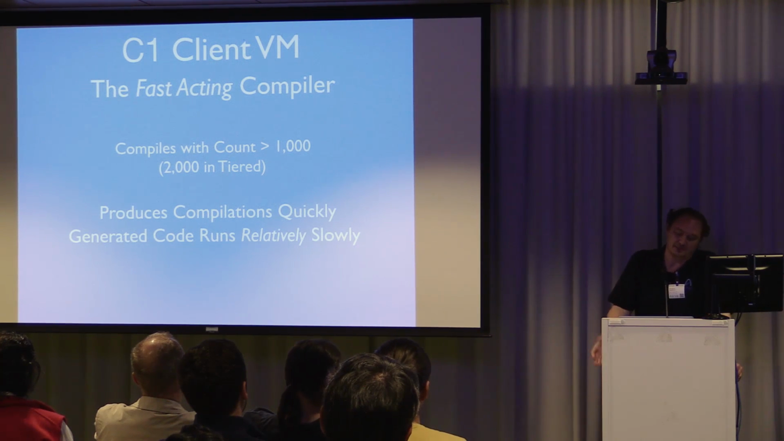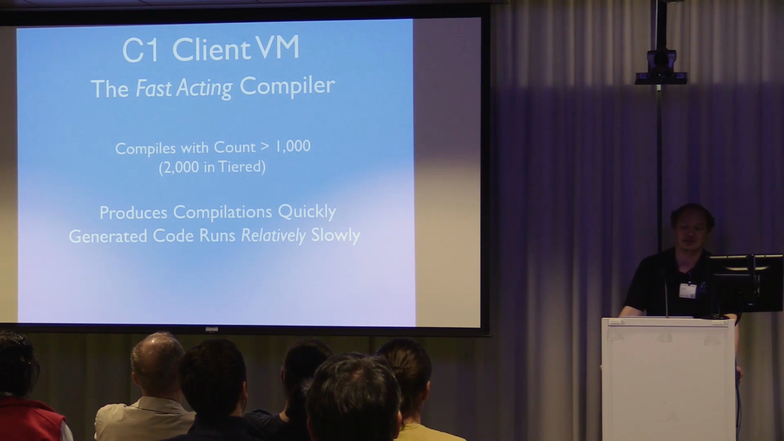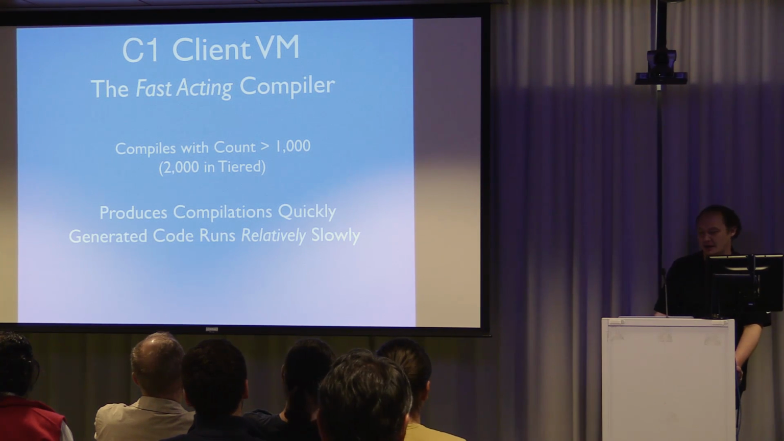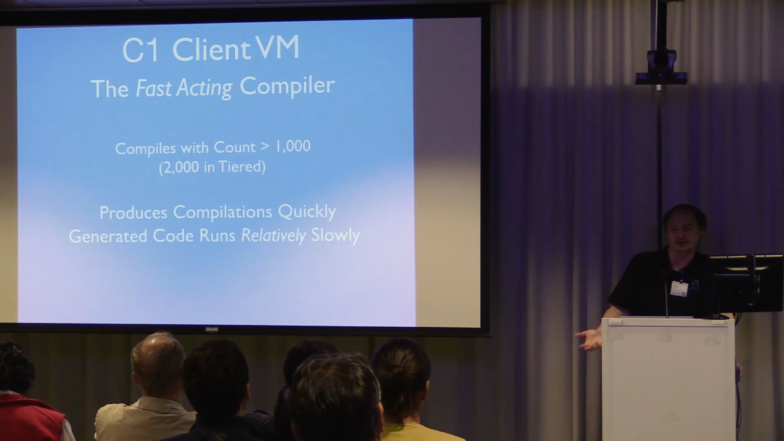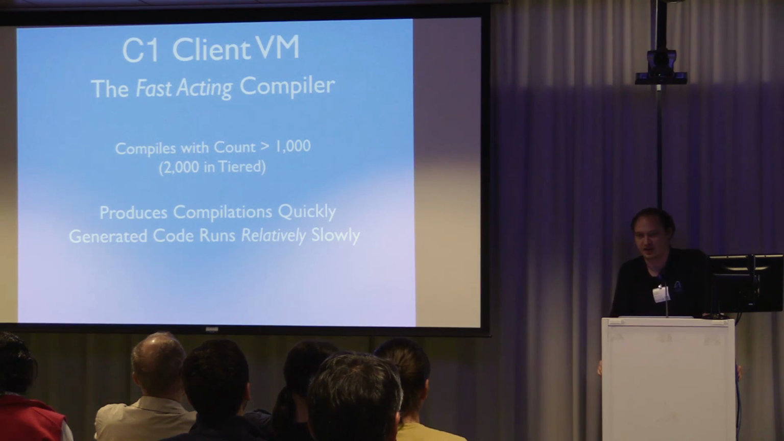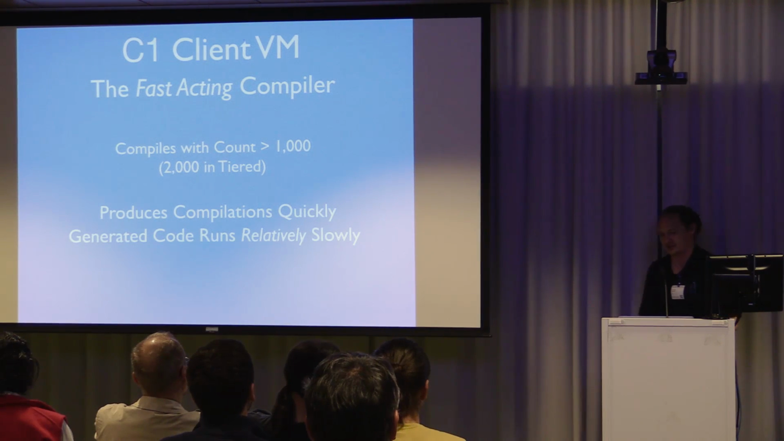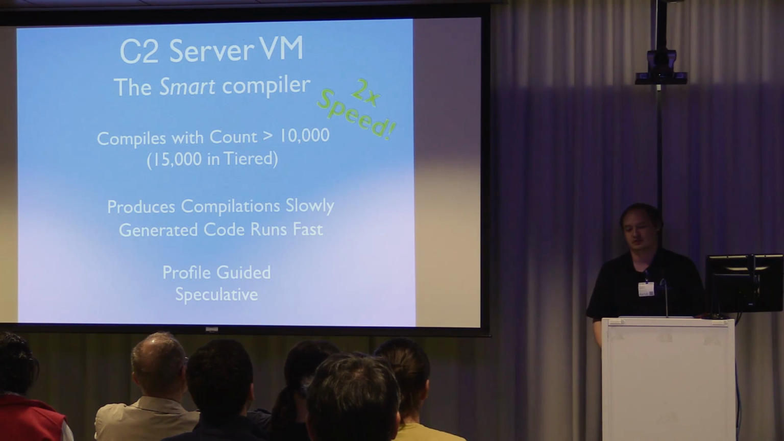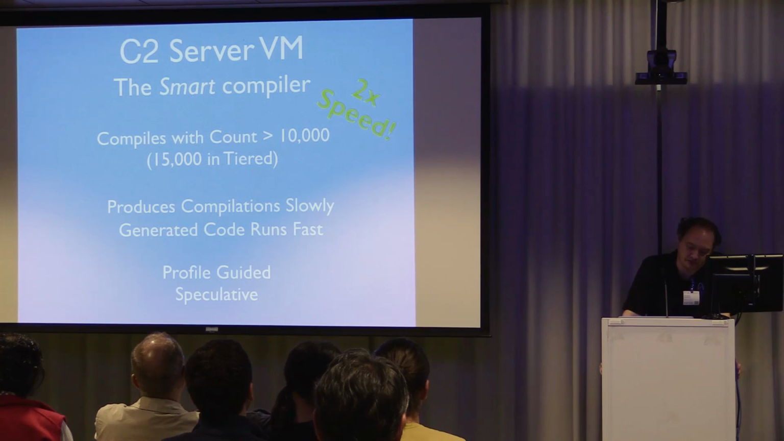So it doesn't need to produce the best code. It just needs to produce it quickly. That's what the client VM is for. It is a fast-acting compiler. It compiles very quickly, just not the greatest machine code in the world. So it runs relatively slowly. Relatively is still, 5,000 times faster than the interpreter, probably. But it's not as fast as its server kin C2, which is the compiler in the server VM.